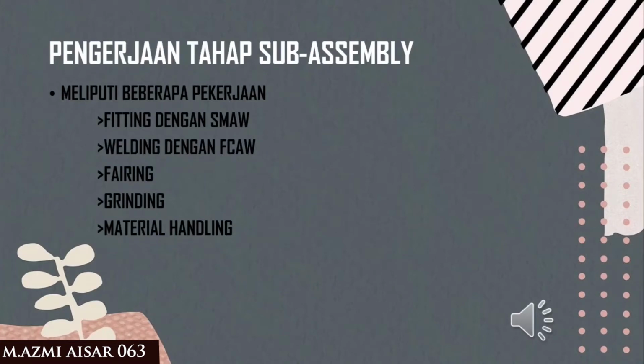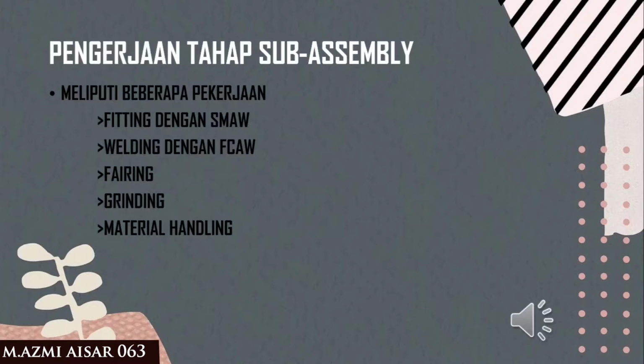The third is the sub-assembly process. The sub-assembly process is divided into several steps. The first is fitting with SMAW. Fitting with SMAW is the process of connecting material that has gone through several stages of the fabrication process by using heat to melt the base material or main metal and electrodes.